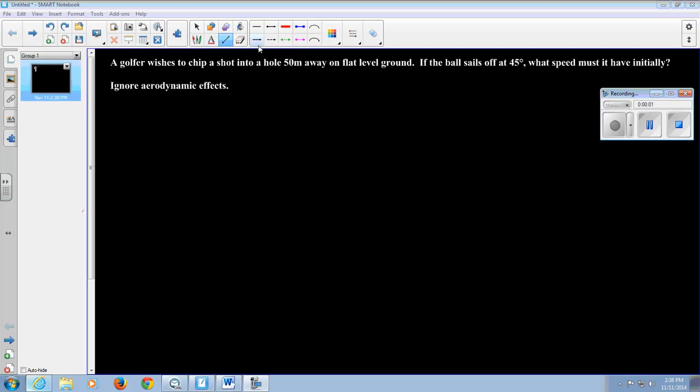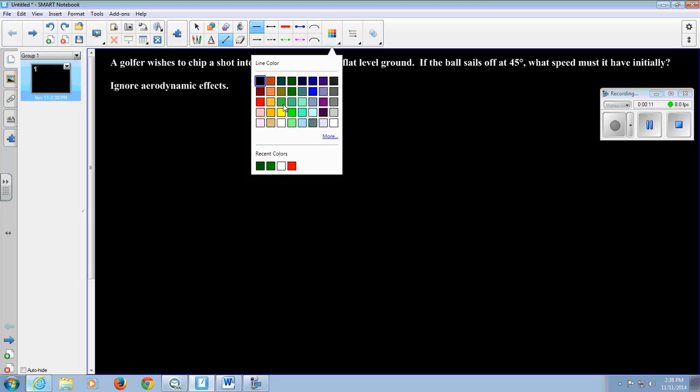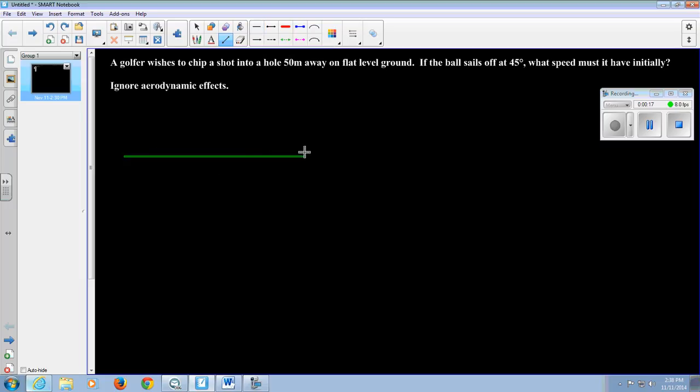So we have a golfer who wishes to make a chip shot into a hole that's 50 meters away on flat level ground. So we need flat level ground. We will make flat level ground. There we go. And this guy is going to make a chip shot.